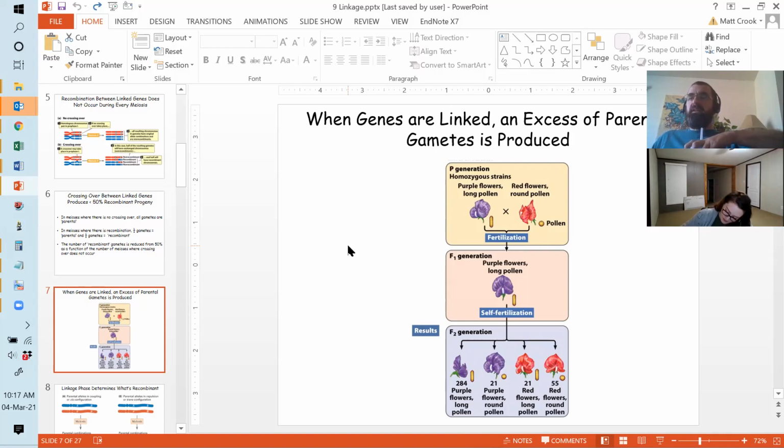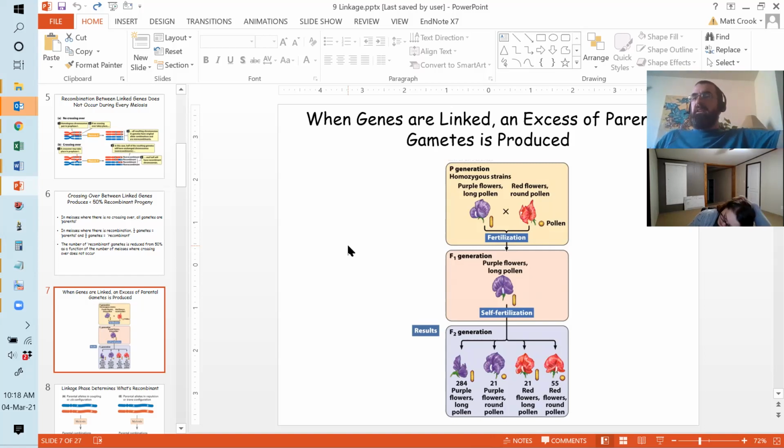So dominant epistasis, you wouldn't see, oh, which one would it be? You wouldn't see red flowers and long pollen. Is that right? No, sorry, the other way around. You wouldn't see purple flowers and round pollen. Just got to think through. Never done it for that one.